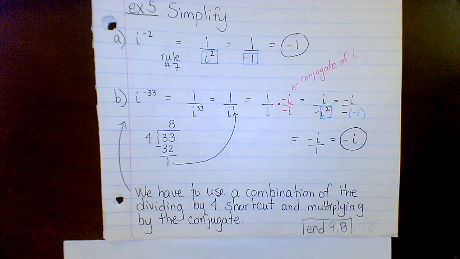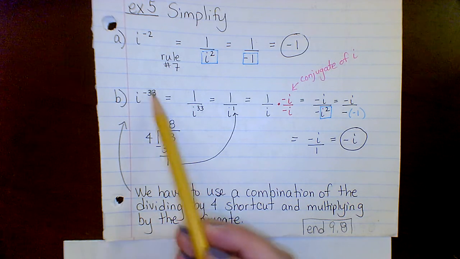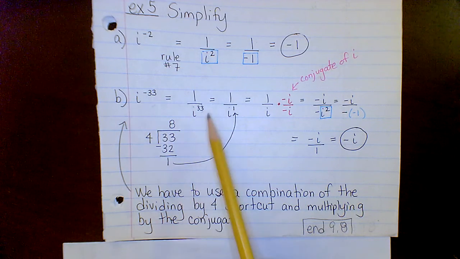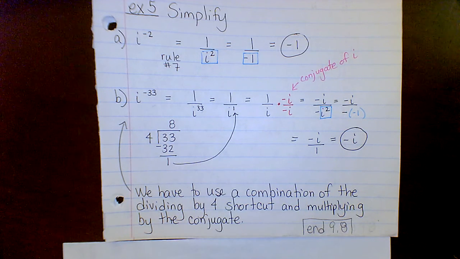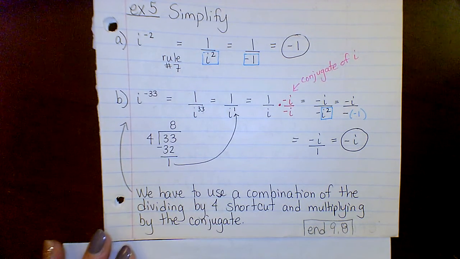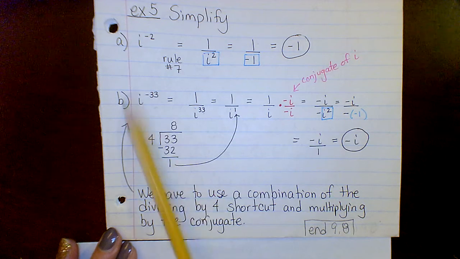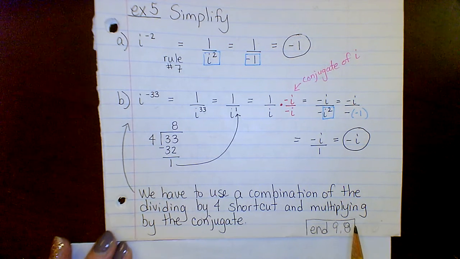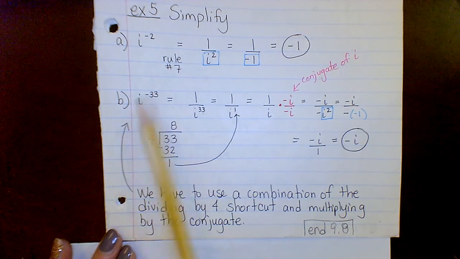So what we have to do is a combination of that shortcut of dividing by 4 to simplify that exponent. We have to use that exponent rule to move this negative exponent down, and we have to use that conjugate business. So there was a lot of stuff happening in what looks like just kind of an innocent little problem, right? You don't expect this thing to turn out to be quite so much work. Sometimes those little problems get you.